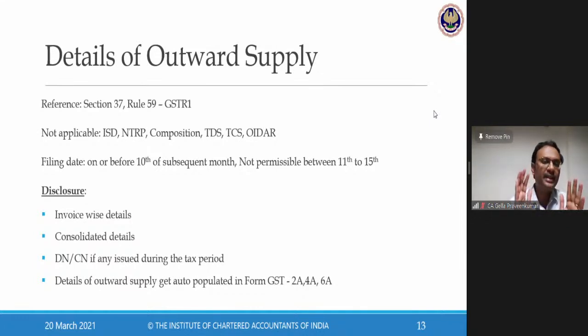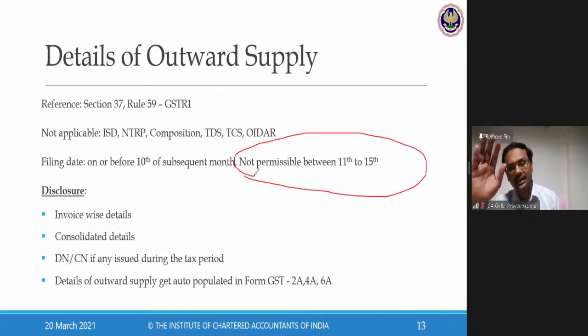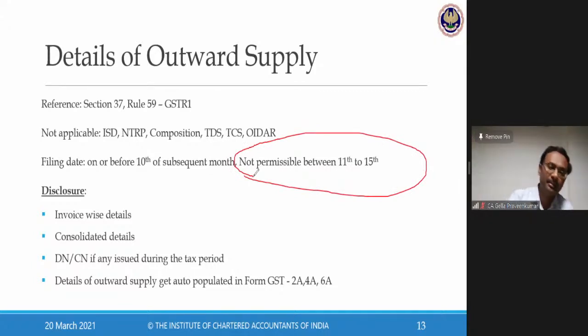Very $1 million question. Law says you're not permitted to file your return between the 11th and 15th. But this is not implemented as of now. I can file my GSTR 1 at any point in time. Law does not restrict as of now. Now, it says you have to provide various details. I'll come to my GSTR 1 to make you understand this particular thing.